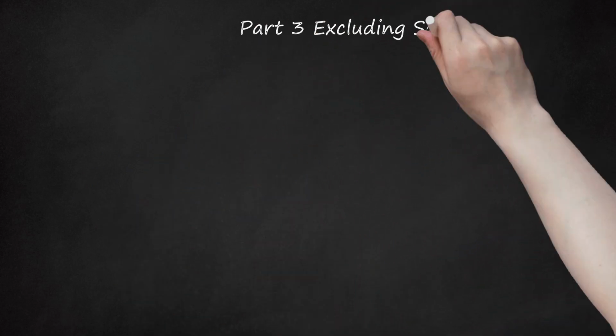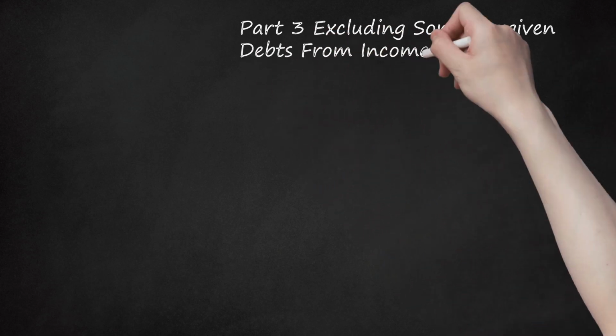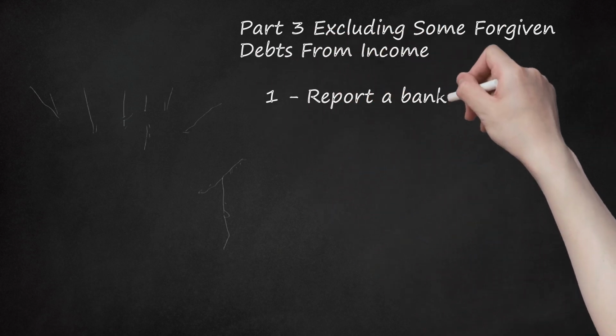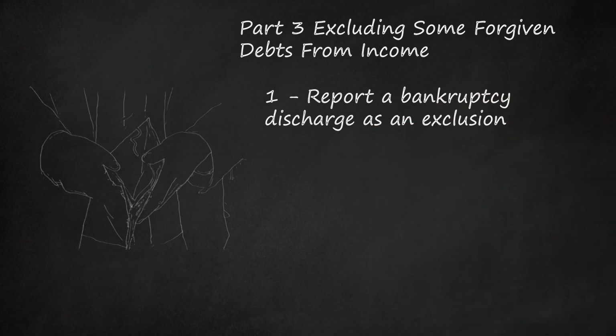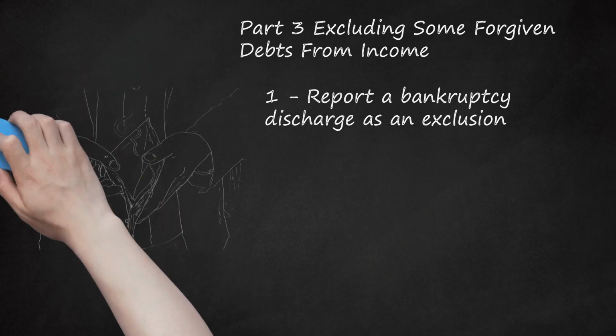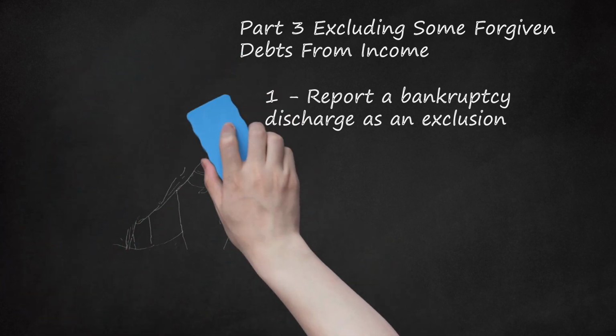Part 3. Excluding some forgiven debts from income. 1. Report a bankruptcy discharge as an exclusion. If you filed bankruptcy and received a discharge of debts, the total amount of the discharged debt is considered income. You must report it as part of your tax return, but you will not have to pay taxes on it. You will need to get IRS Form 982 and check the box on line 1A. You will report the amount of the discharged debt on line 2. Attach Form 982 when you submit your tax return.